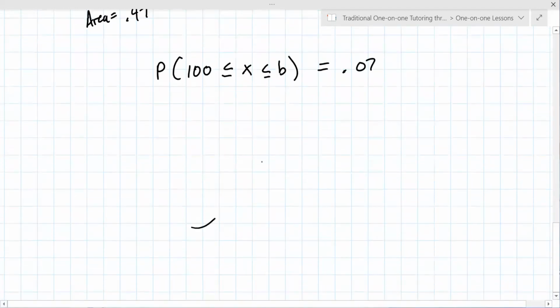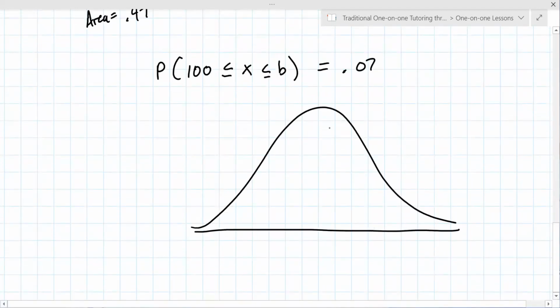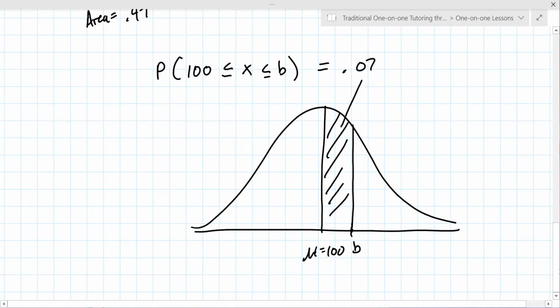So this time the picture is the same numbers. There's your mu equals 100, but this time, because B is to the right, there's B, and this area right here is the 0.07. So this time you would want this area for your right. Your right this time is 0.43.